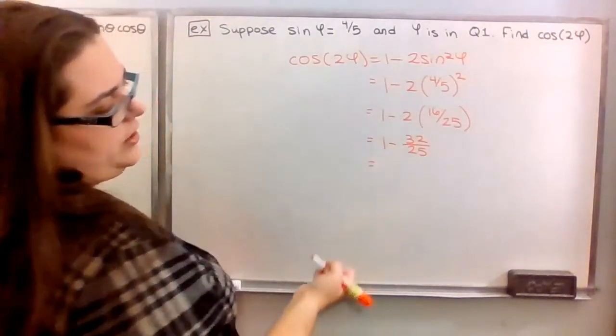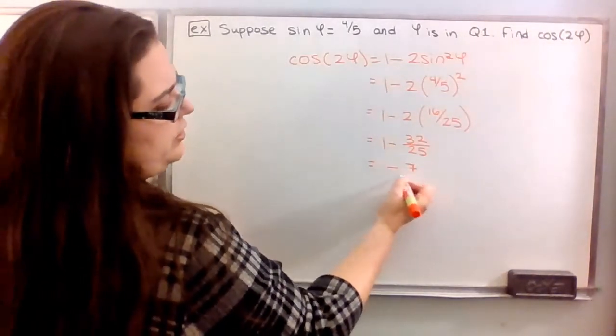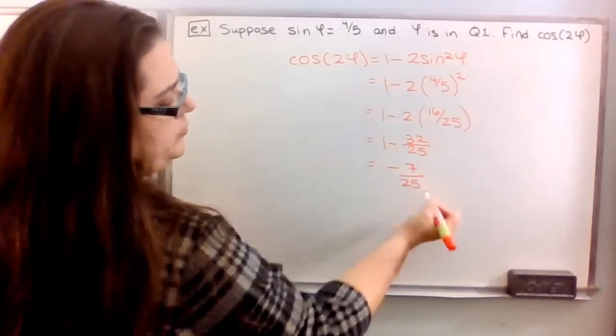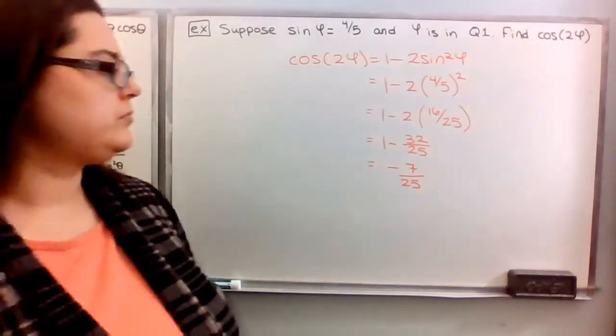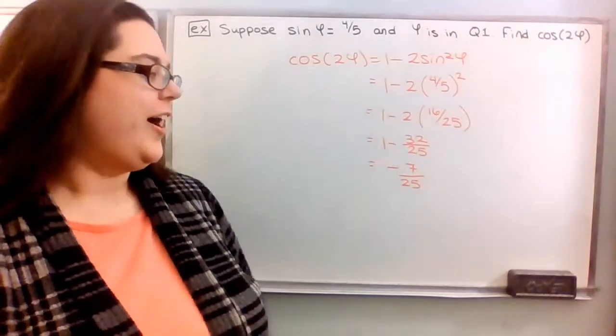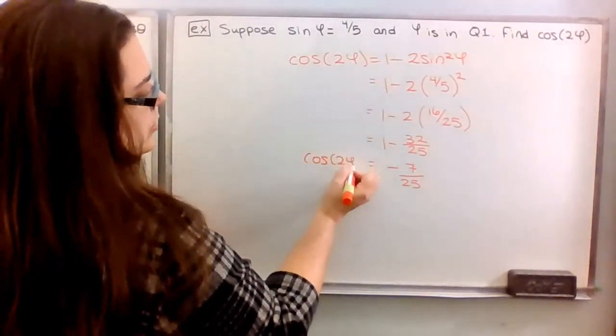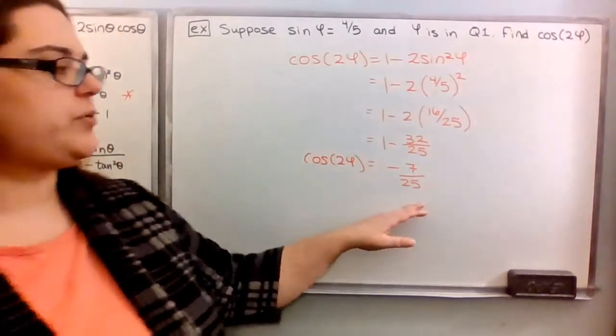So this is going to give us negative 7 over 25. So there we go. So cosine of 2 phi is going to be negative 7/25.